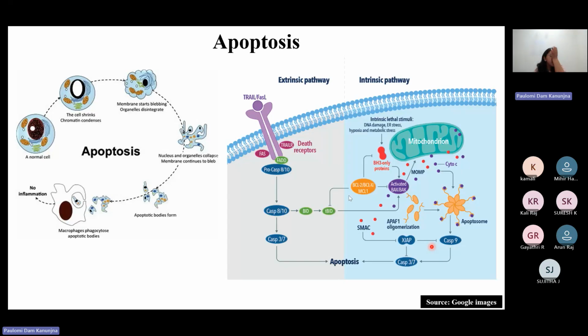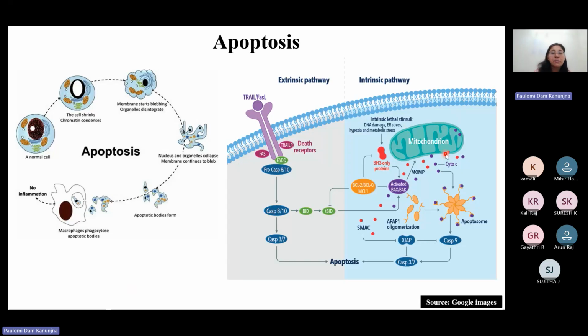Now, as I mentioned, apoptosis has two pathways: intrinsic pathway and extrinsic pathway. As the name suggests, intrinsic is something from within the cell, and extrinsic is something from outside the cell. Something inside the cell is basically governed by the mitochondria, as you can see here. So it's also called the mitochondrial pathway.